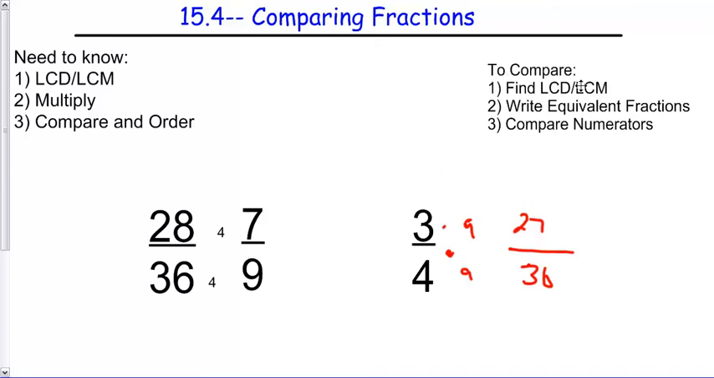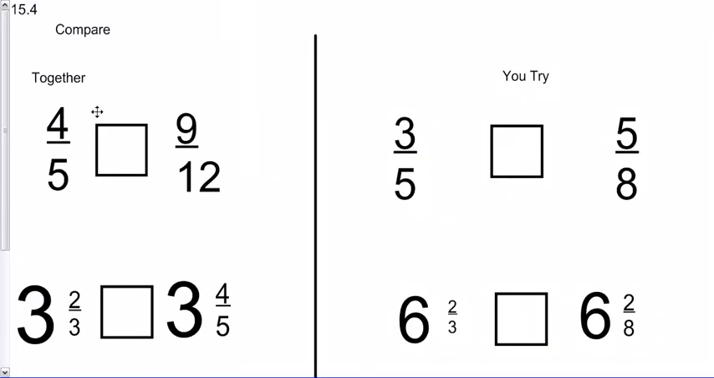So I did step 1, found my LCM, LCD. I wrote equivalent fractions, and then I compared the numerators. So 28, 27. 28 is greater than 27. So that is how you can compare fractions. So again, I found the LCD, wrote my equivalent fractions, making sure I have a common denominator, because they have to be the exact same pieces. Then I compare the numerators.